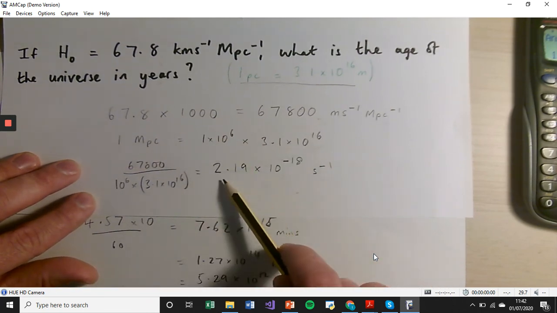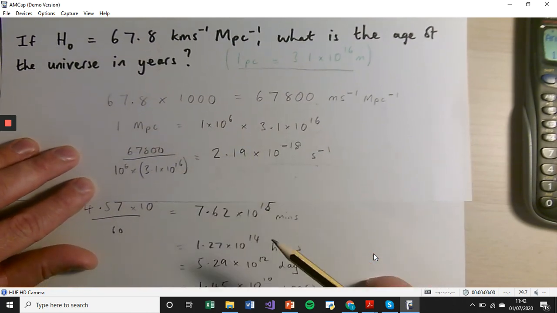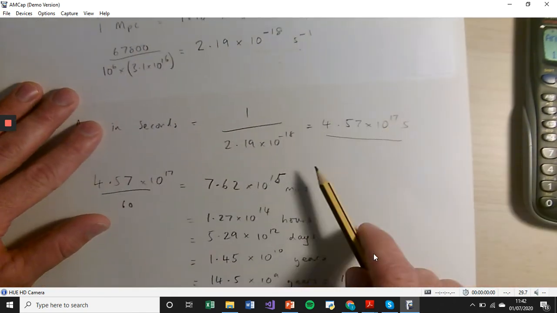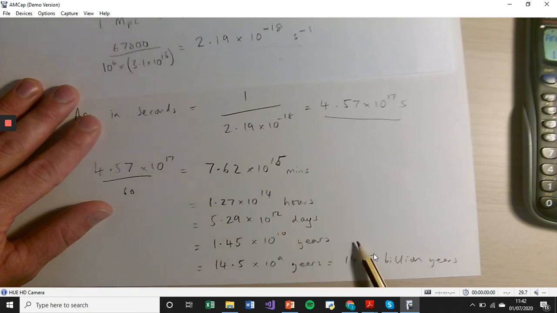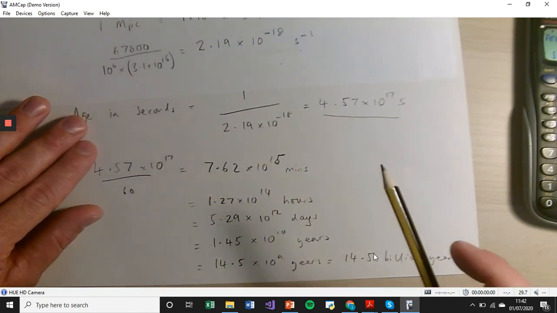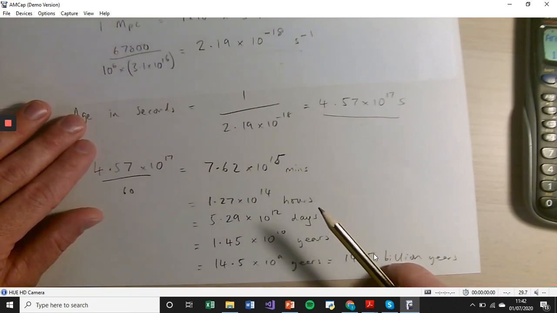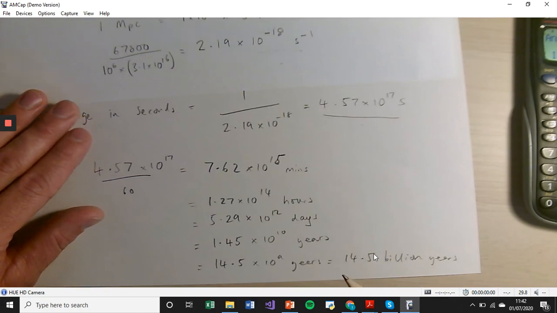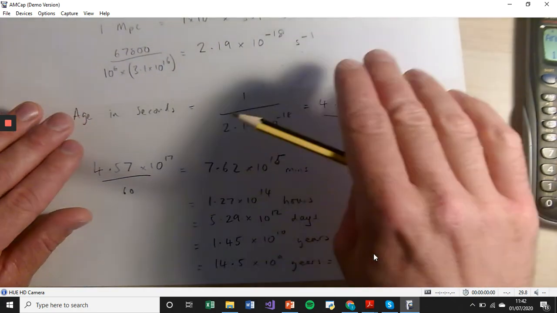Once you've done that conversion, Hubble constant in per second, and then we do 1 divided by that to get the age in seconds, and then we just convert the number of seconds into years. But like I said, that conversion for the number of seconds in a year is in the formula booklet as well. So we could just divide the number of seconds by that conversion to get us into the age in years.